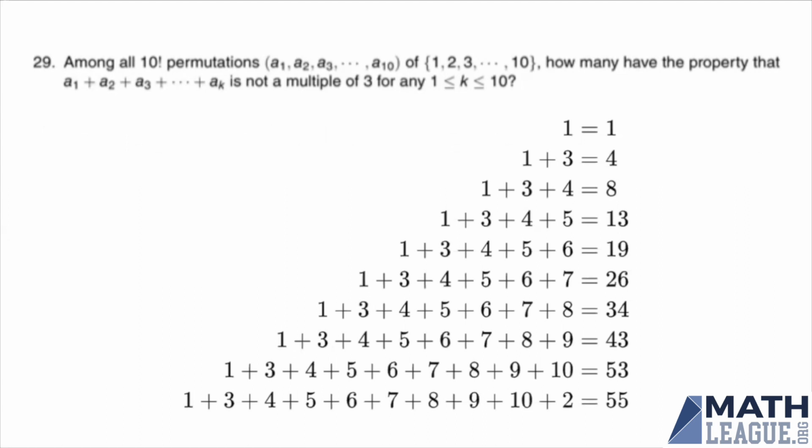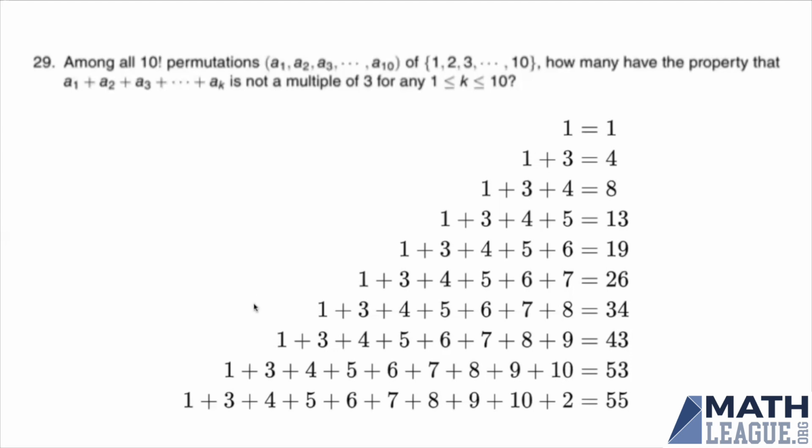If we move 2 all the way to the end and then look at the partial sums, we get a bunch of numbers, and none of them are multiples of 3, so that means the answer should be non-zero. So next, we only care about what a number is modulo 3.